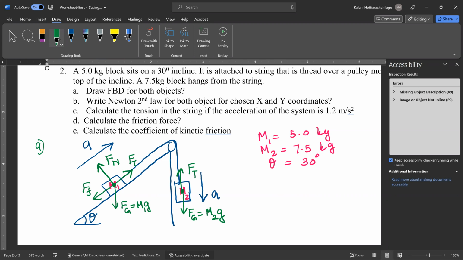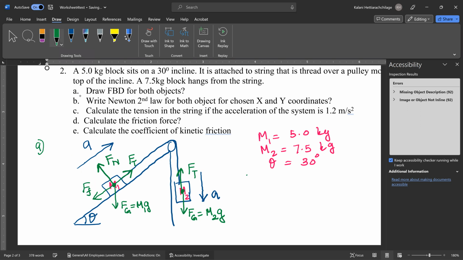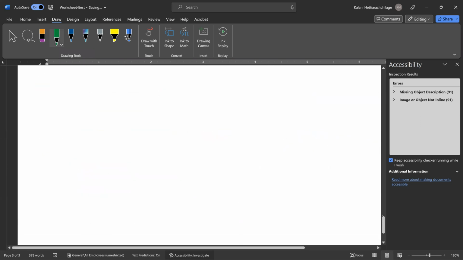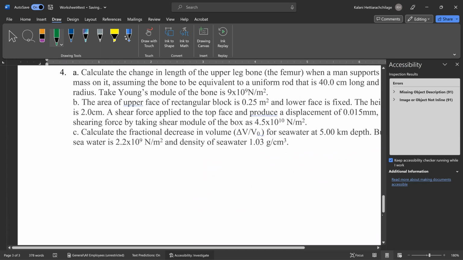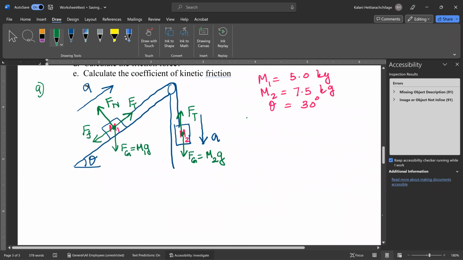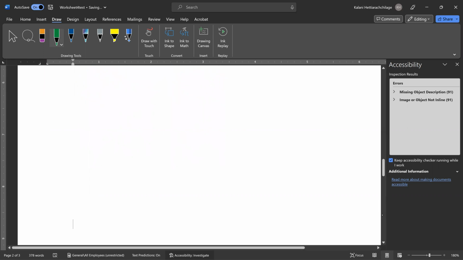Okay. So now write Newton's second law for both objects by choosing X and Y coordinates. This is a very important step: you should select your X and Y coordinates on the diagram. That will be a part of the question that I am asking you to do during the process. Now I probably need more space in here. Let me make some space, so it will not need to scroll up and down.